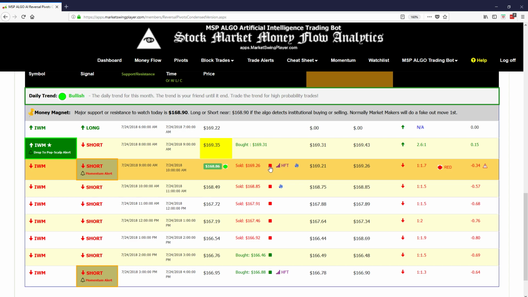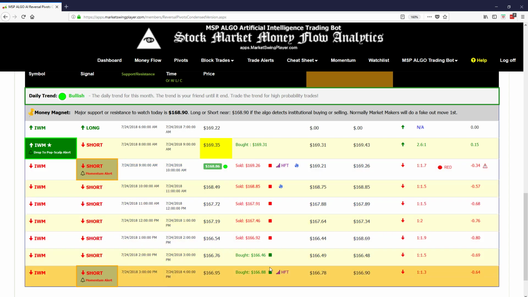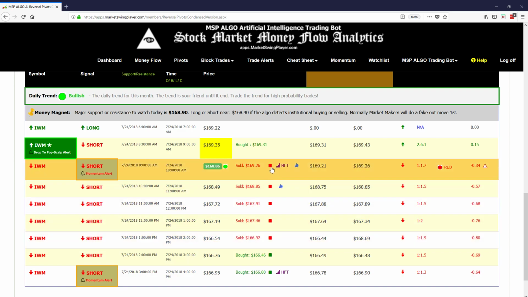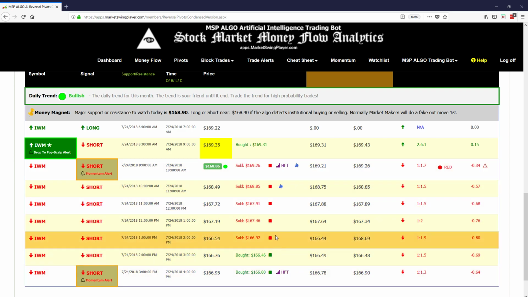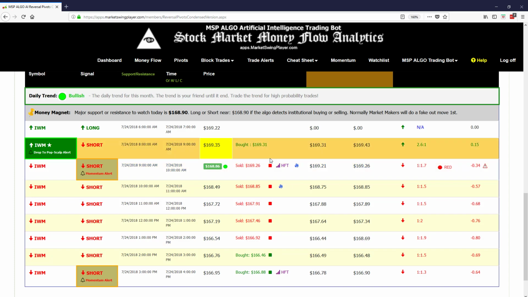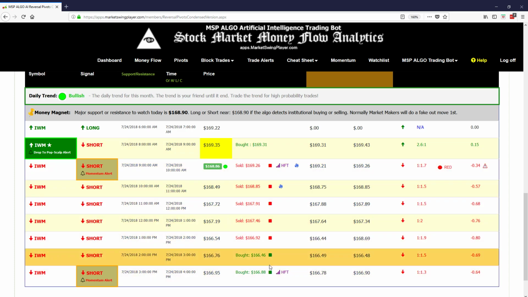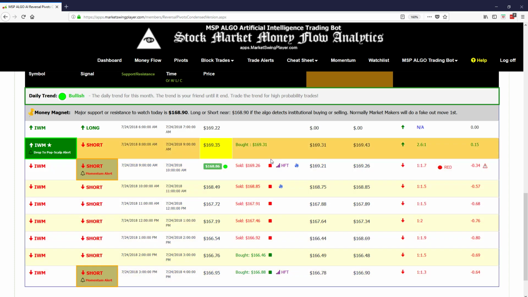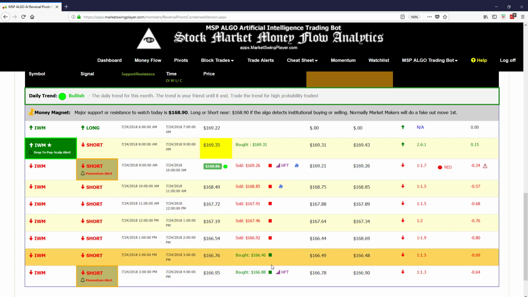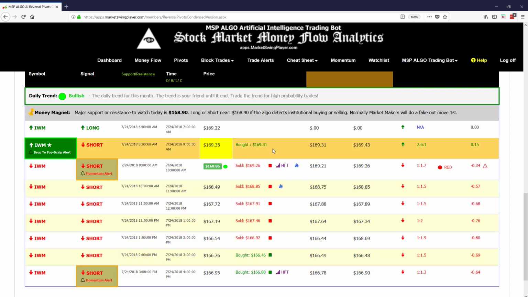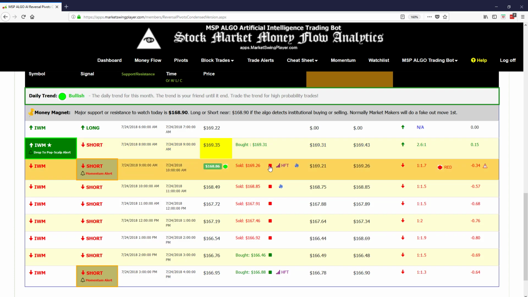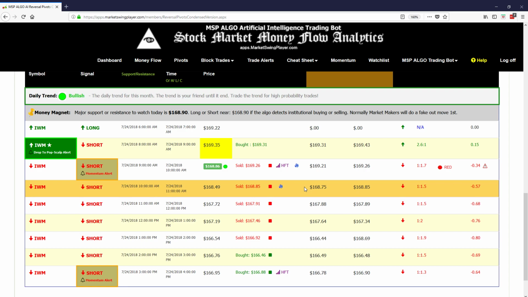These little squares here are block trades created by MSP ALGO Artificial Intelligence. It doesn't look for blocks because institutions don't use blocks. They use algos to buy and sell, meaning they don't buy, you know, like 100,000 shares at one time. So to make it easier for the trader, MSP ALGO is interpreting what a block is.